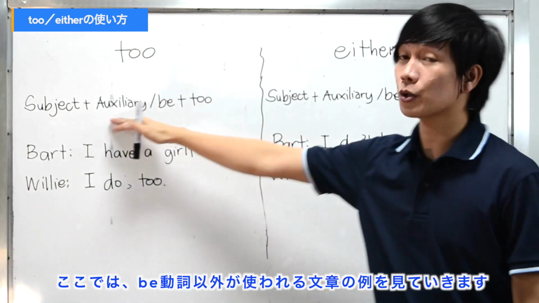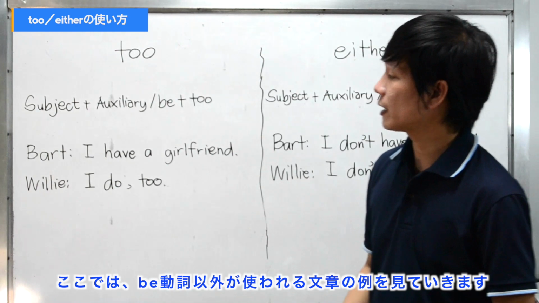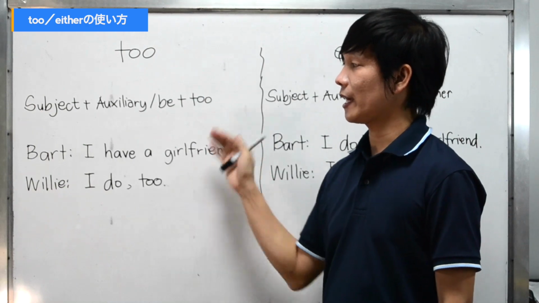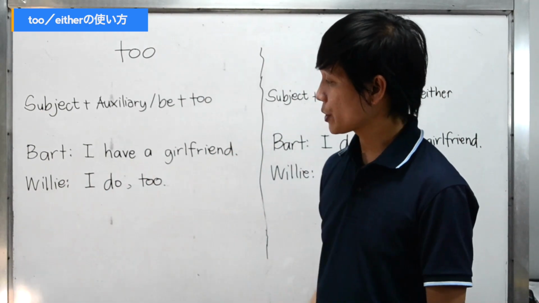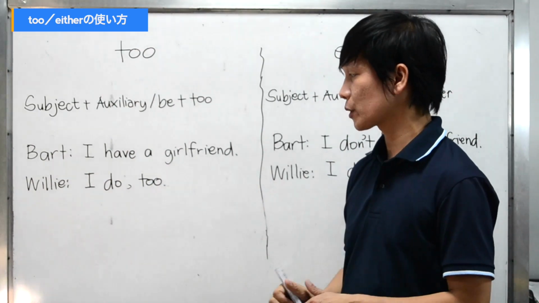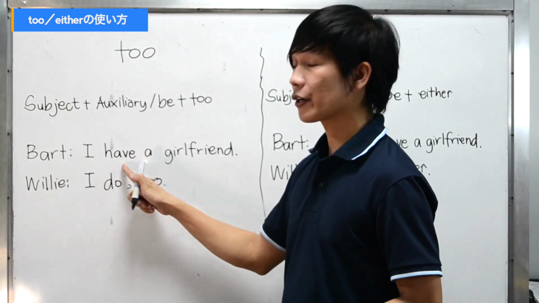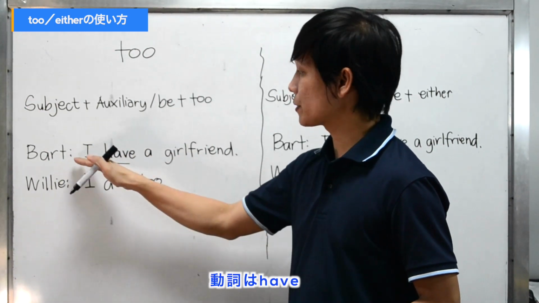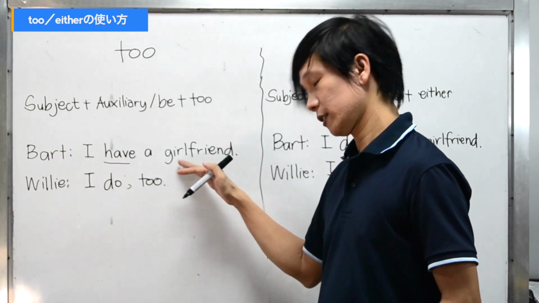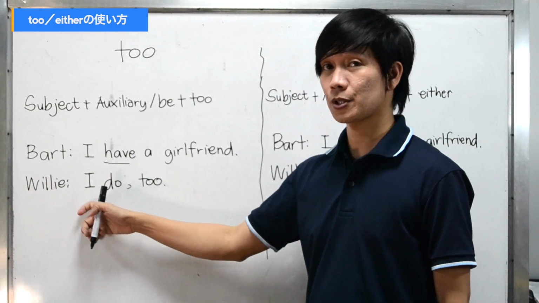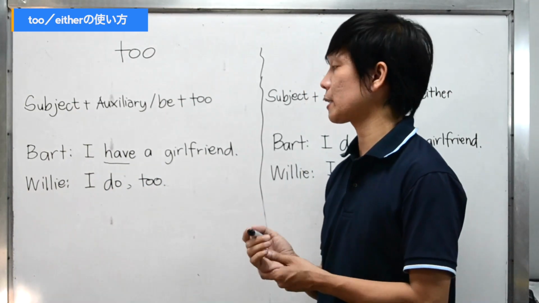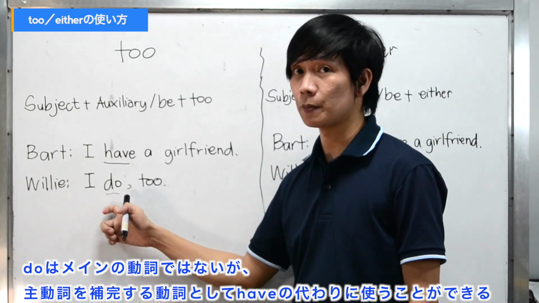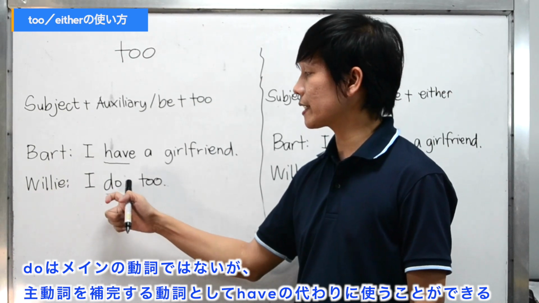But how about auxiliary? So if the situation is like this, Bart says, I have a girlfriend, and he's talking to Willie, and Willie responds, I do too. So as you can see, what is the main verb in this sentence? Of course, have: subject, and this is the main verb, and then the object. But teacher, is it possible to say I do too? Yes, it's possible because the do here is not the main verb, but it is just a helping verb. So we can also say this is the auxiliary.